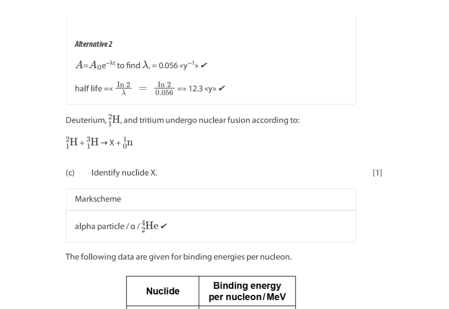So for deuterium, it says we have deuterium plus tritium yields something plus a neutron, and just run the numbers through. So we have X, and on the left side we have 2 plus 3 is 5, and on the right side we have 1, meaning that X must be 4.